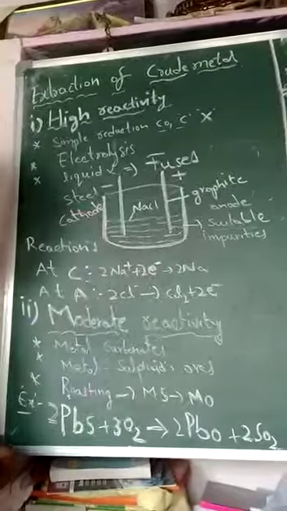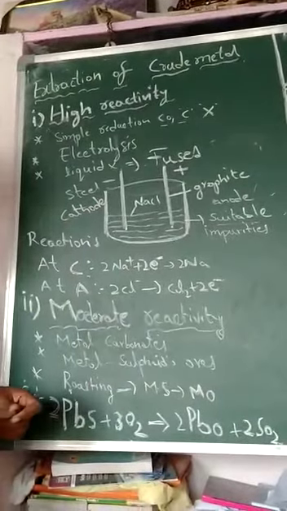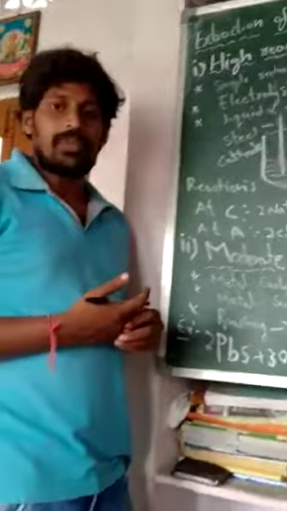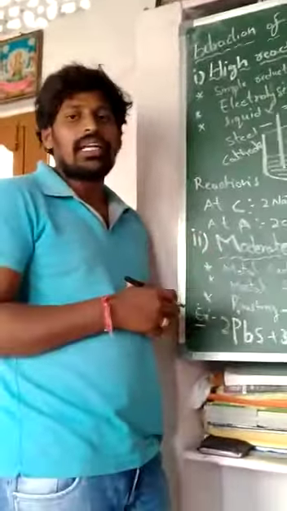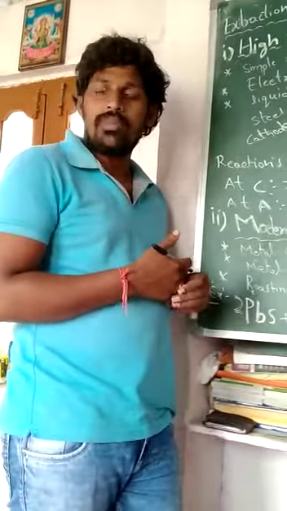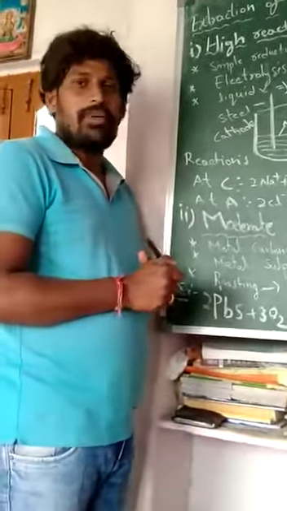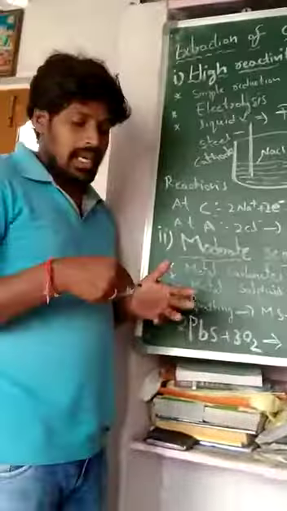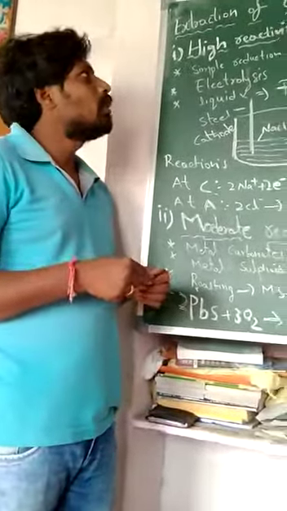Extraction of crude metal. We know that extraction of the crude metal involves three steps. So ore to metal: dressing, enrichment. Next, the second step is extraction of the crude metal, and the third step is refining. Today in this class we enter into the second step, extraction of the crude metal.